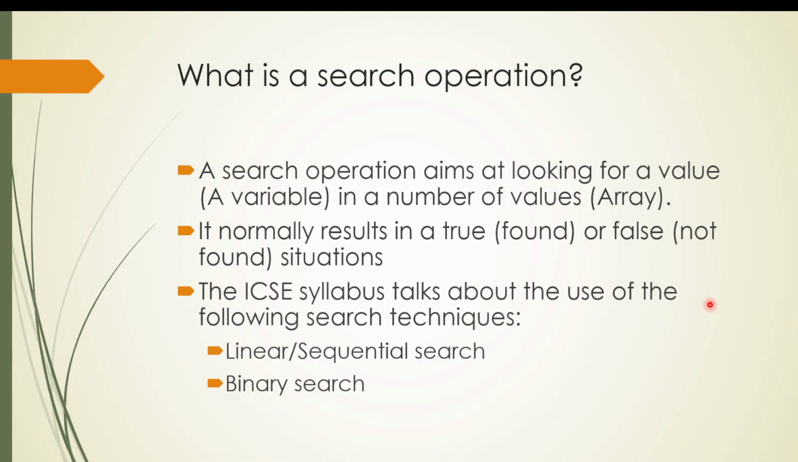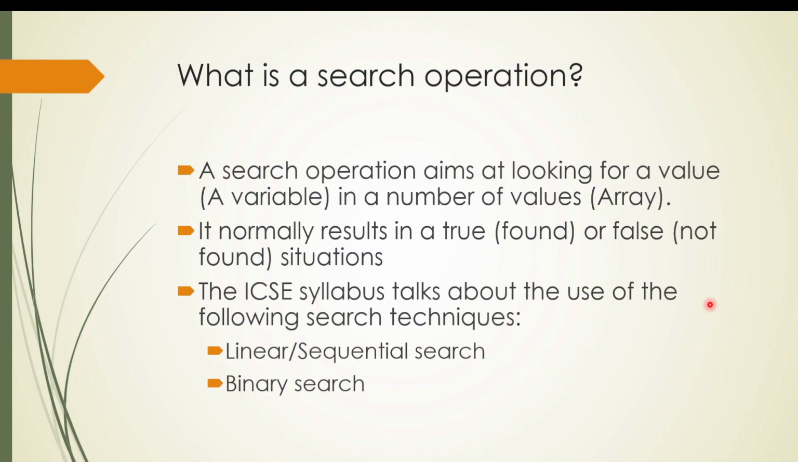What is a search operation? A search operation aims at looking for a value, a variable, in a number of values, that is an array. So that means we are looking for a variable in an array. An array contains a number of values and a variable contains a single value. It normally results in a true or false situation. True means it's a found situation and false means it is a not found situation.